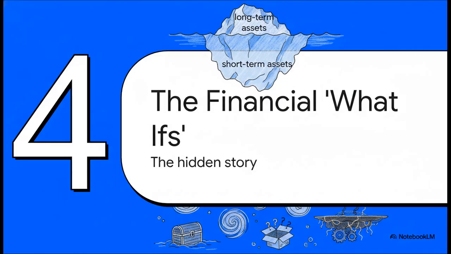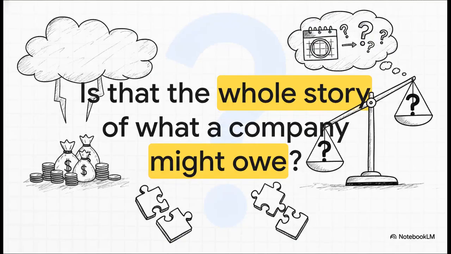Okay, so we've got the long-term stuff and the short-term stuff. Seems simple enough, right? But here's where things get really interesting: is that the whole story of what a company might owe? Not even close. There's a whole other hidden story just below the surface. Just think about it for a second. A company could have these potential obligations just looming out there in the future. Things that aren't technically a debt yet, but absolutely could become one.